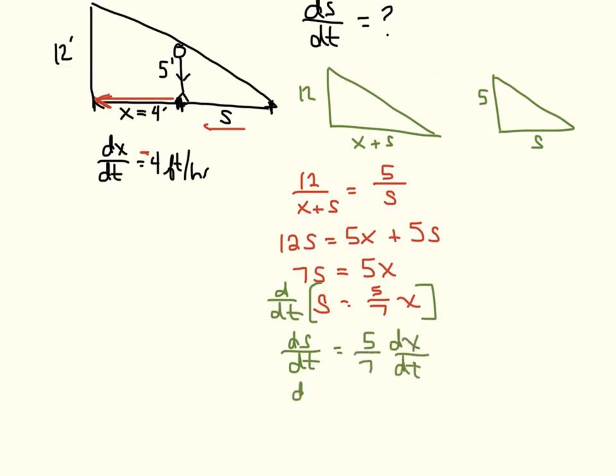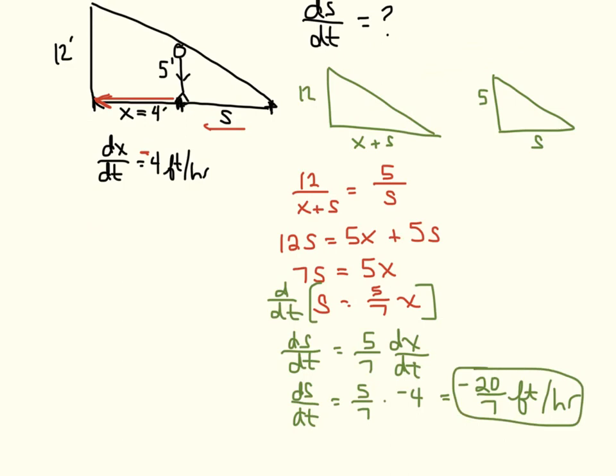Okay, plug in the dx/dt that we were given. So 5/7 times -4. And so we end up with -20/7 feet per hour as the rate of change of your shadow.